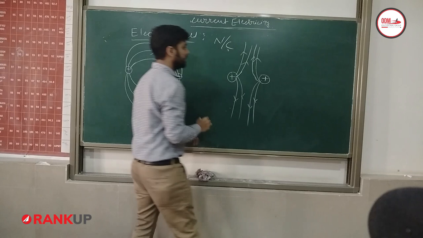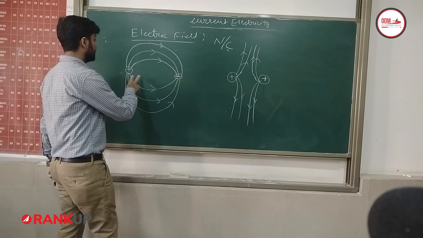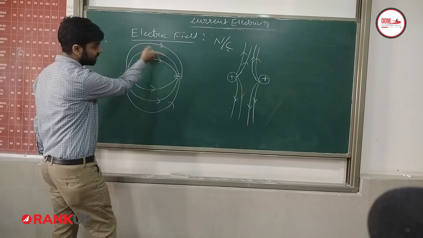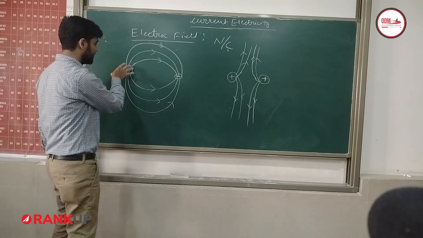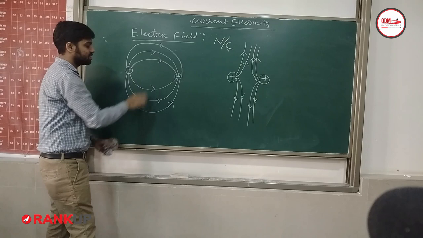So I am again telling you, I have taken the magnitude of this charge and this charge to be the same. So the number of electric field lines originating from this will terminate on this one. The same number of lines, suppose 6 lines originate from this, the 6 lines will terminate into this because the magnitude of charge is the same.